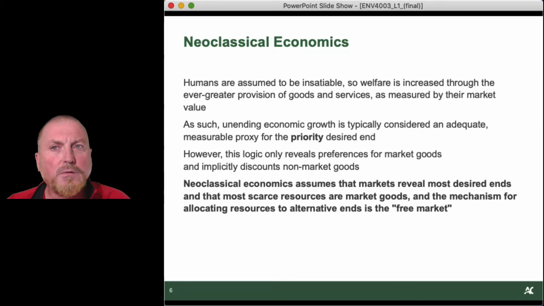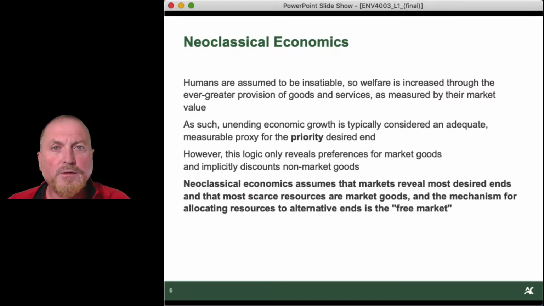However, this logic only reveals preferences for market goods and implicitly discounts non-market goods. And what does that mean to us? Because most of the environment is not a market good, right? Birdies don't fly by with price tags on them. The river doesn't flow by with a price tag on it, right?